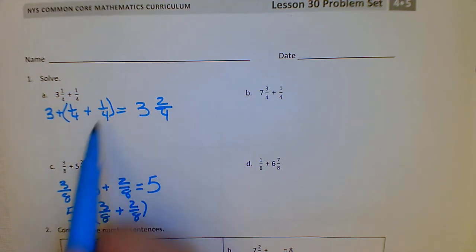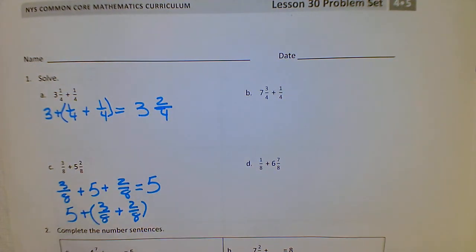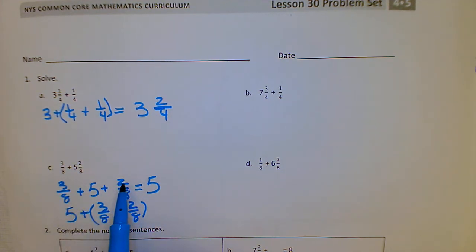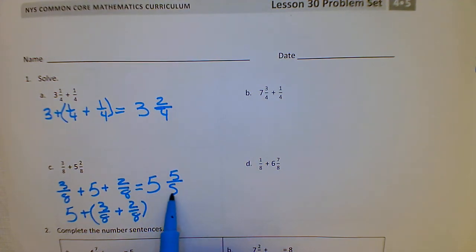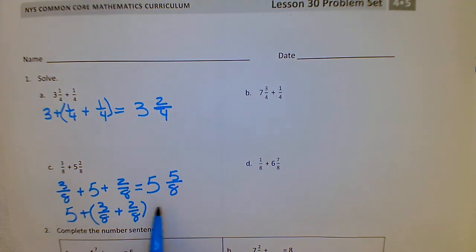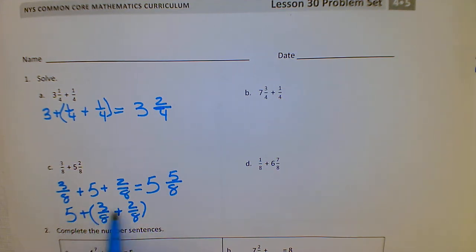We associated the 2/4 together. So let's add our 3/8 and our 2/8. 3 plus 2 is 5, and we hold on to that 8. Remember, that's our label, so to speak, just like adding 2 apples and 3 apples would be 5 apples. Same thing would have happened here. 5, and then 3 plus 2 is 5/8.